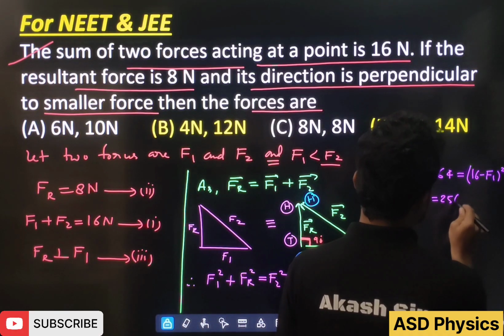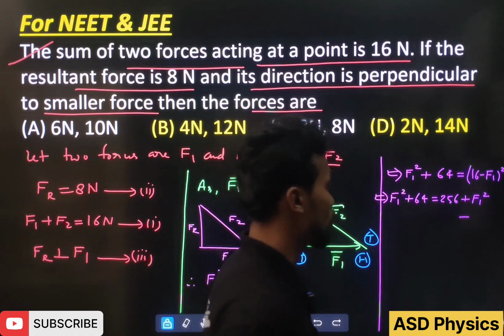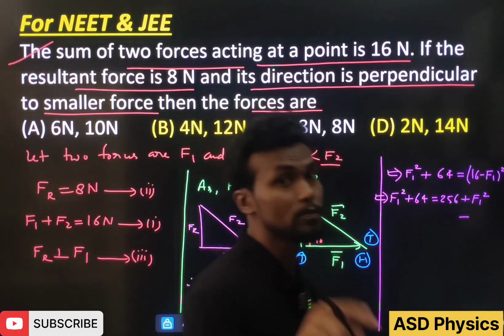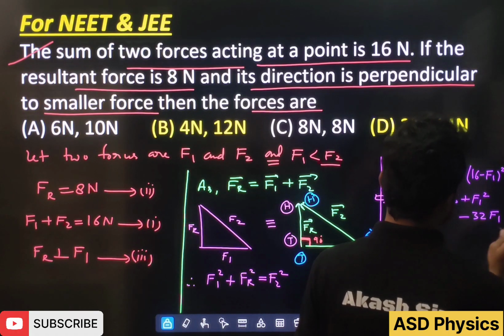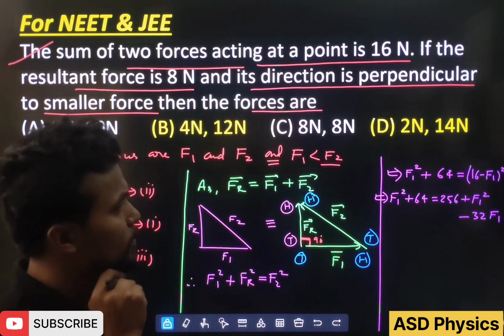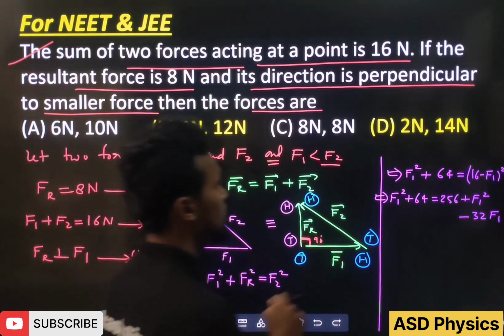16 square is 256, plus F1 square, minus 2ab cos, minus 2ab. It is a square plus b square minus 2ab. So 2 into 16, how much is coming here? Minus 32 F1. Correct? So 256 plus F1 square minus 32 F1. Okay, correct only. So what will happen here?